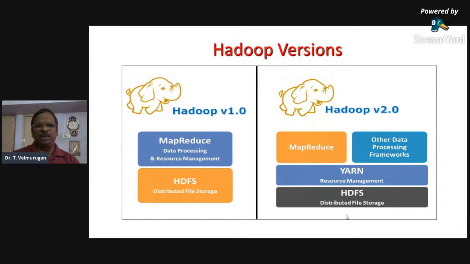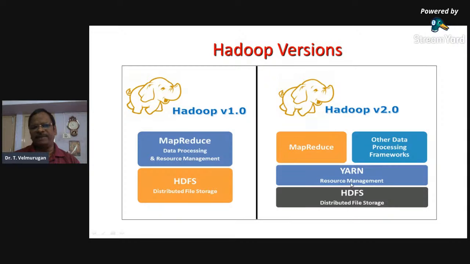There are two versions available in Hadoop. One is Hadoop 1.0, which does not have the facility of Yarn. In Hadoop 1.0, MapReduce information is transferred directly to HDFS for processing. But in Hadoop version 2.0, Yarn is introduced. At the end of 2012 and the beginning of 2013, Hadoop 2.0 was introduced, in which Yarn is activated.